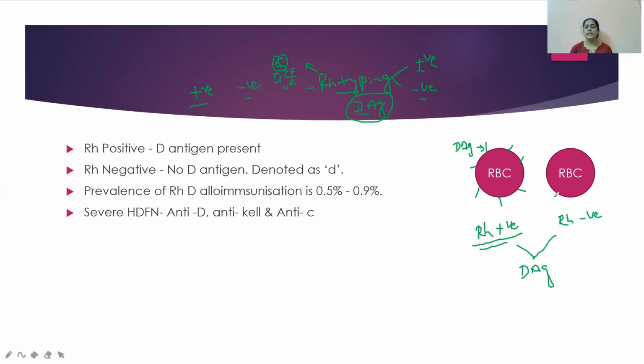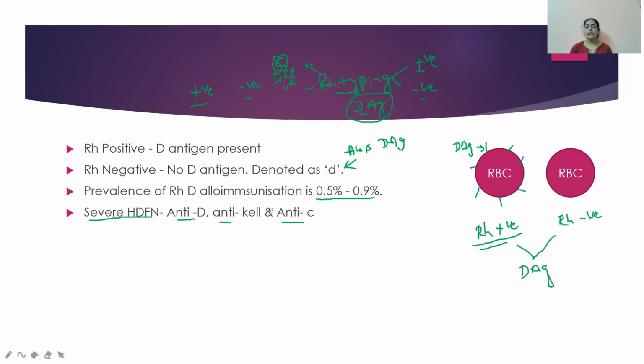If the D antigen is lacking on the RBC, then we call the person Rh negative. Very important, the absence of the D antigen or D gene is represented as small d. The prevalence of RhD alloimmunization is 0.5 to 0.9%, as given by Williams Obstetrics. Severe hemolytic disease of the fetus and newborn is seen with anti-D, anti-KEL, and anti-C.